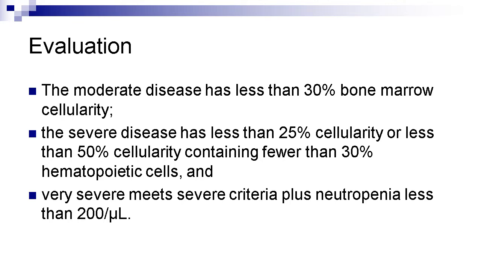Aplastic anemia is divided into moderate, severe, and very severe aplastic anemia. The moderate disease has less than 30% bone marrow cellularity, and the severe disease has less than 25% cellularity, or less than 50% cellularity containing fewer than 30% hematopoietic cells. And the very severe meets the severe criteria plus neutropenia less than 200 per microliter.